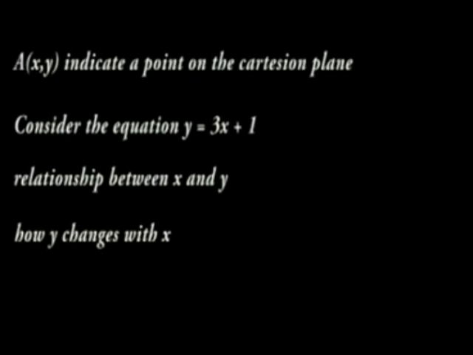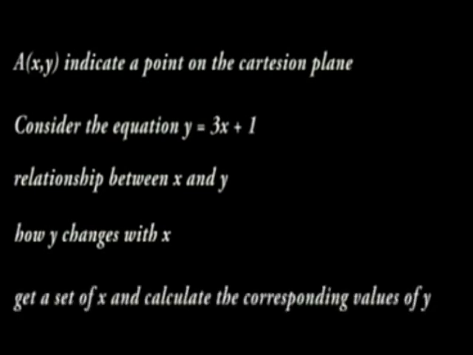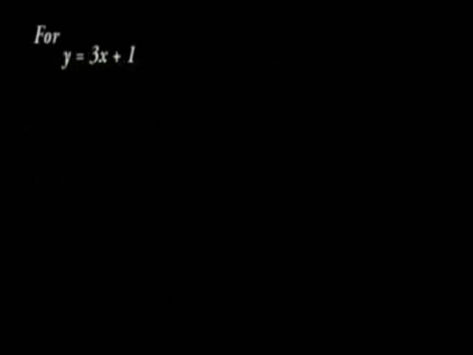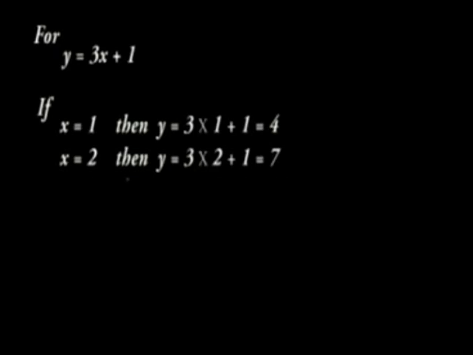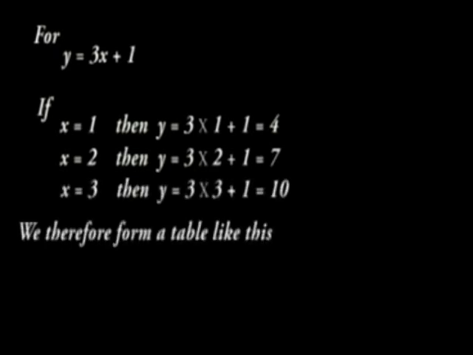Now, to get the points on that line, we get a set of x values and calculate the corresponding values of y. For example, for y = 3x + 1, if x = 1, then y will be, we substitute 1 into the equation, so we have 3 times 1 plus 1, which gives us 4. If x is 2, we do the same and you get y = 7. If x is 3, y = 10.